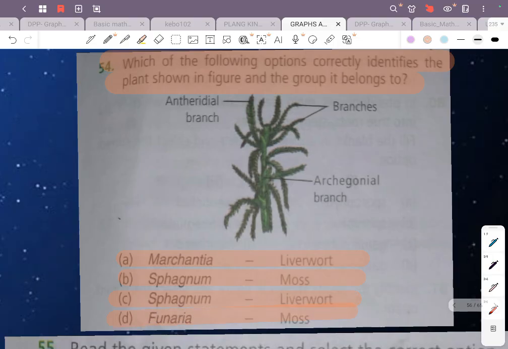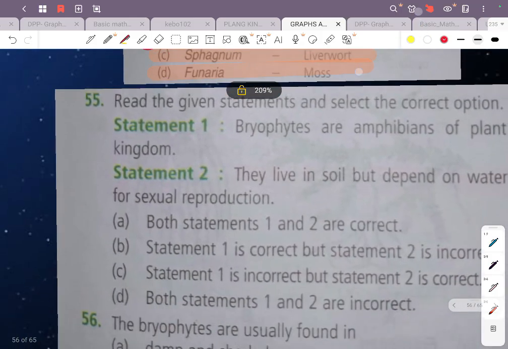So as you can clearly see, this is actually the diagram of Sphagnum, right? Especially the gametophytic phase of Sphagnum. So this is the gametophyte of Sphagnum, and Sphagnum actually is a moss, right? Sphagnum is referred to as peat moss or bog moss. So we clearly go with option B, and that becomes the correct answer. Moving on to the next question, right?